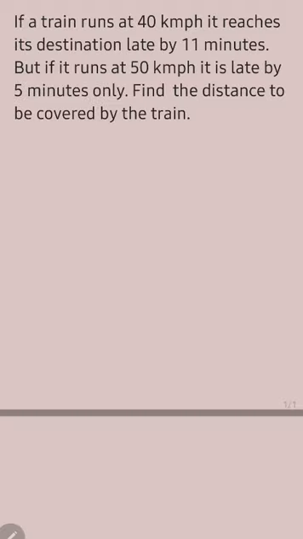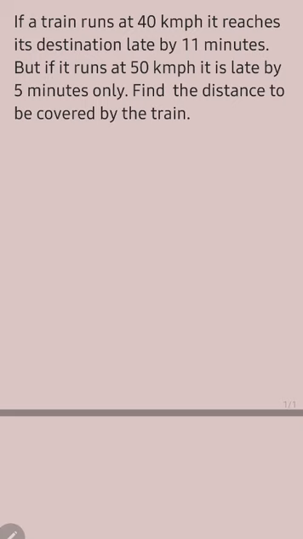You see, here, if a train runs at 40 kilometers per hour, it reaches its destination late by 11 minutes. But if it runs at 50 kilometers per hour, it is late by 5 minutes only. Find the distance to be covered by the train. So this is the problem. Very interesting problem. Listen carefully.